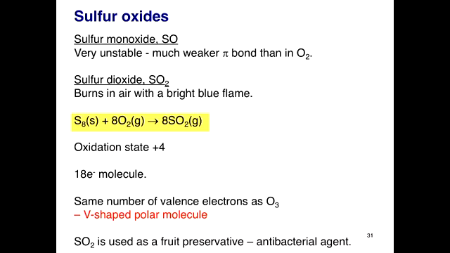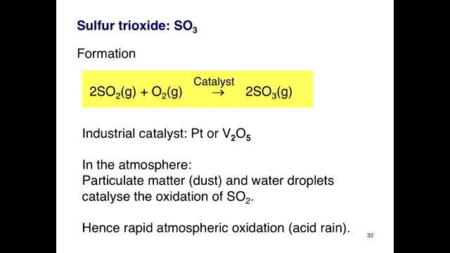What about oxides? Well, we can have sulfur monoxide. This is very rare, very unstable. We do have some pi bonding there, but that's much weaker than the bonding in O2. A much more stable form is sulfur dioxide. If we just take sulfur and burn it, it burns with a blue flame, and we'll generate SO2. This is the +4 oxidation state. Now that's an 18 electron molecule, just like ozone. And just like ozone, it's got a V shape. That's used as a fruit preservative and antibacterial agent.